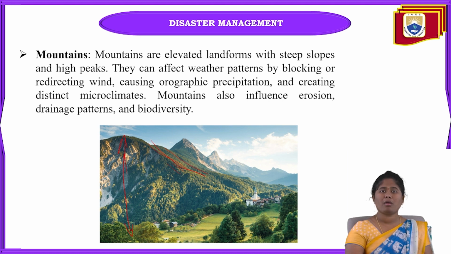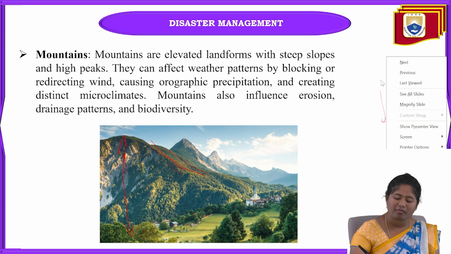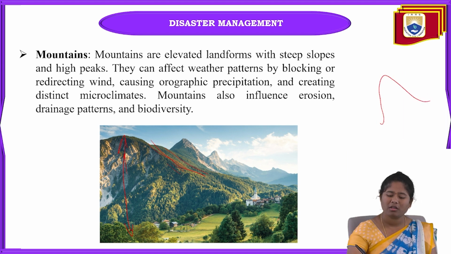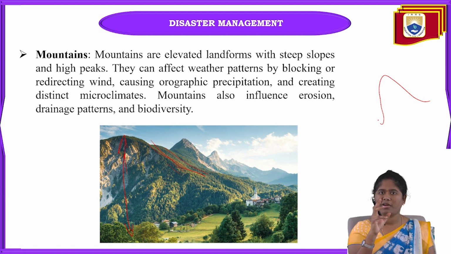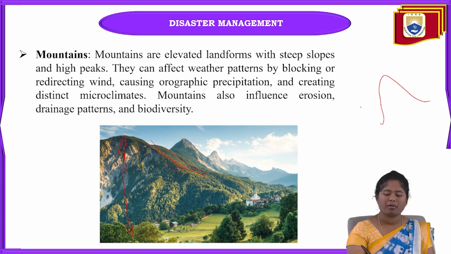How do they affect the weather patterns? By blocking the winds, and this will automatically cause orographic precipitation. Orographic precipitation is this: if this is your mountain, before the precipitation occurs, we can see some cool breeze, and we can feel that cool breeze.